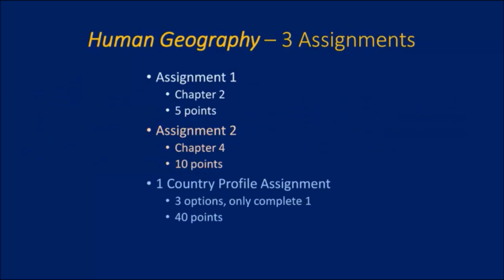Next up are the 3 different assignments of varying degrees of difficulty represented in the point totals for each. First off, we've got assignment 1, which is located in chapter 2. That's something that will be due during the first week of the semester. It's only worth 5 points. It's a very, very simple assignment. Step up the degree of difficulty for assignment 2, which will be found in chapter 4, and that's worth 10 points. Then there's the country profile assignment.